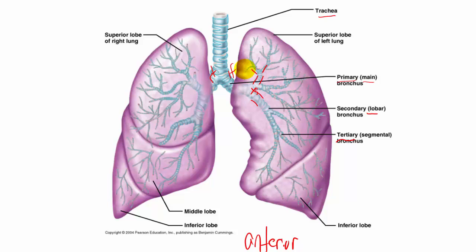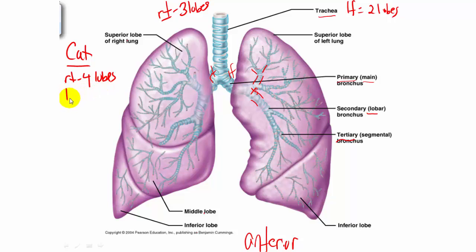If you look at the lungs, one of the things you had to remember is that the right lung has three lobes. Okay, so you've got the superior, the middle, and the inferior. The left lung has two lobes, and you have the superior and the inferior. Remember, in a cat, it's a little different. So in a cat, there are four lobes on the right. And on the left, there were three lobes. But there's still more lobes on the right than on the left.